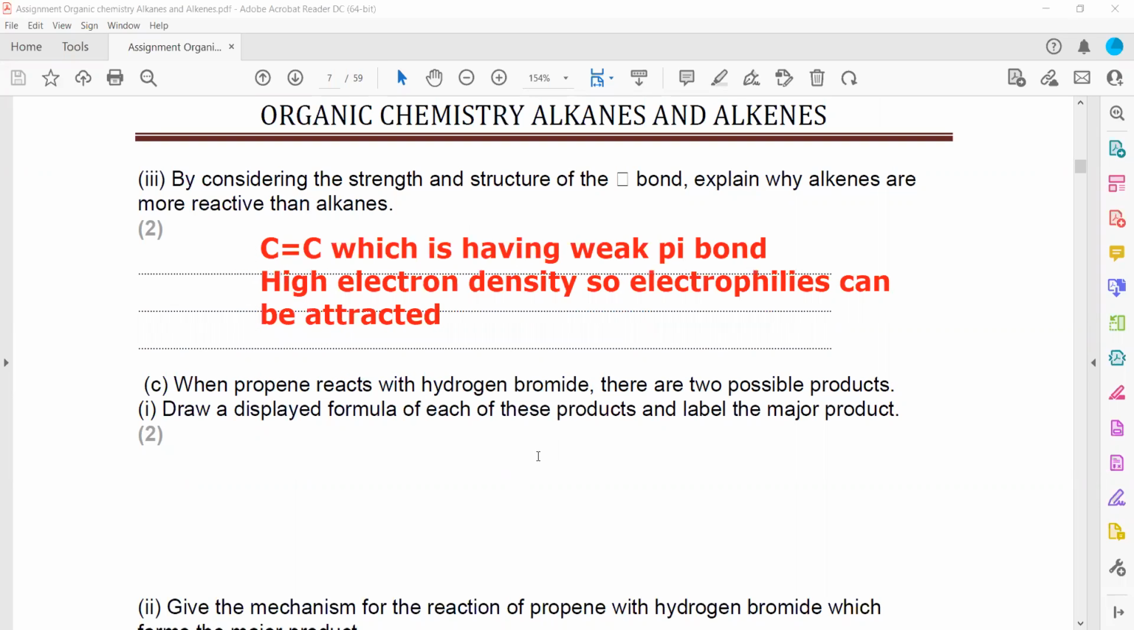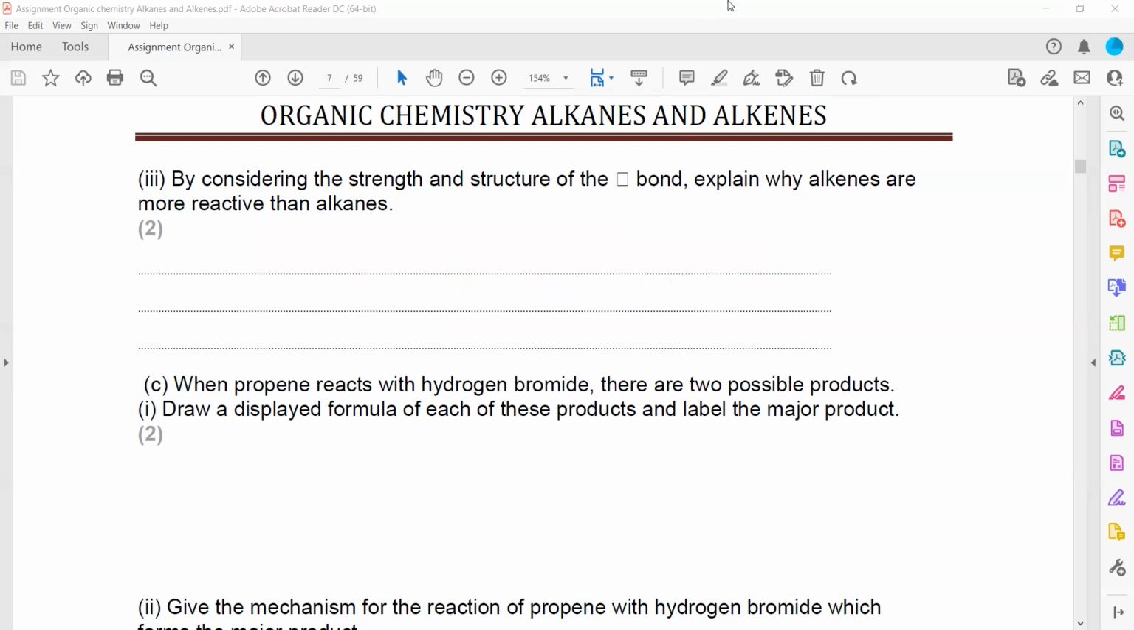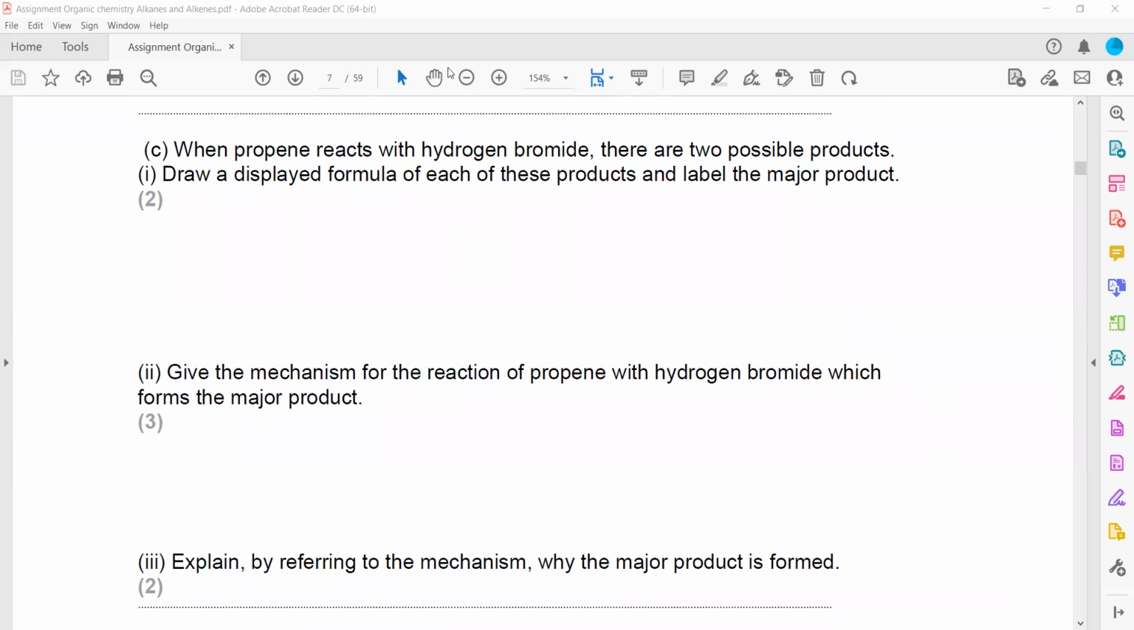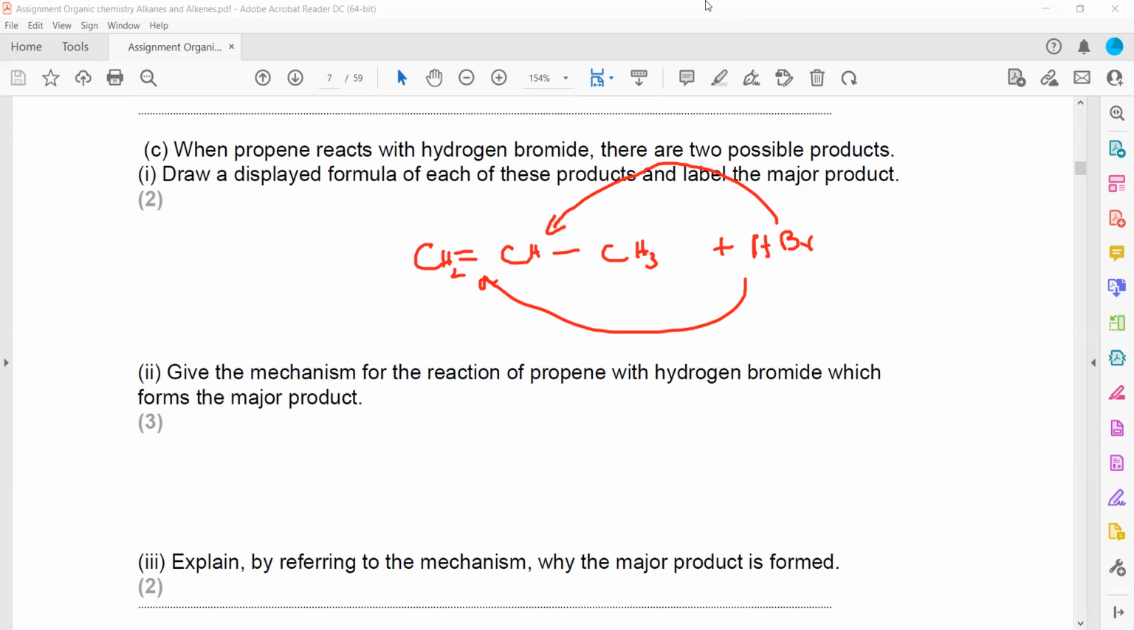When propene reacts with hydrogen bromide, there are two possible products. Draw a displayed formula of each of these products and label the major product. So we just have to draw the final product when propene reacts with hydrogen bromide. What are the possibilities? This is propene. If it is reacting with hydrogen bromide, HBr, hydrogen might attach to the first carbon and bromine to the second, or hydrogen might attach to the second carbon and bromine to the first.